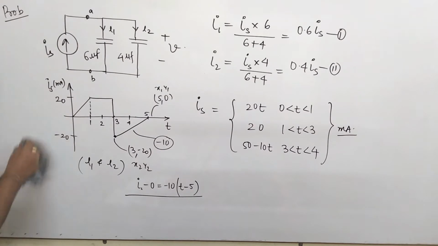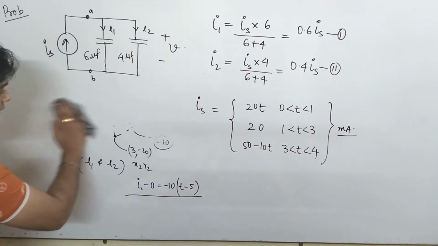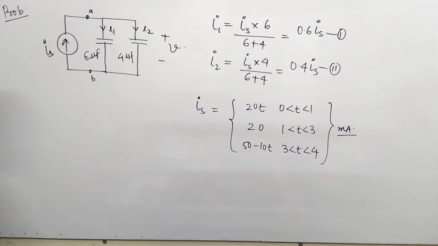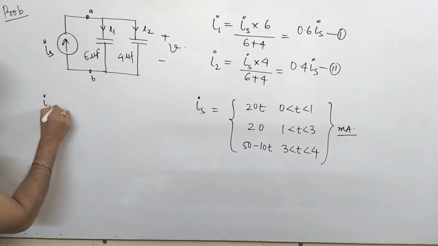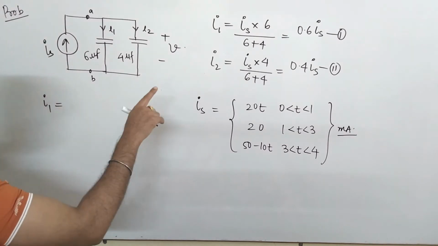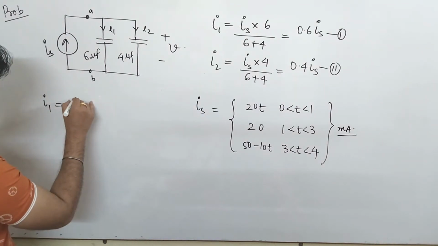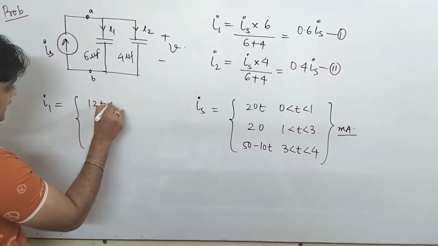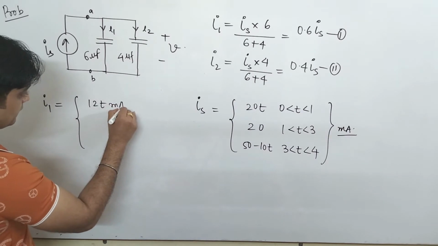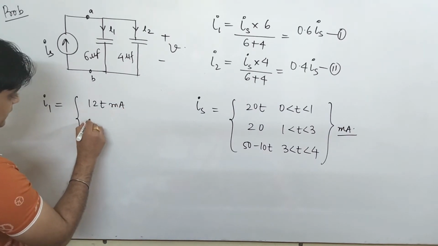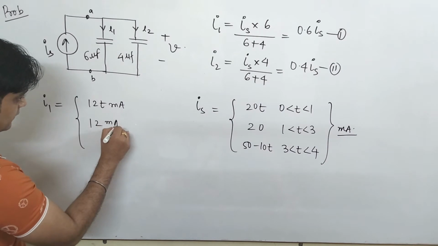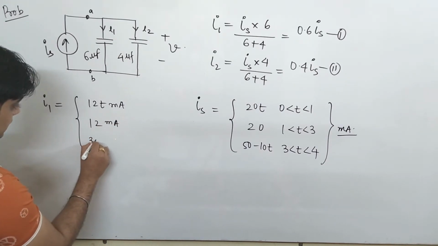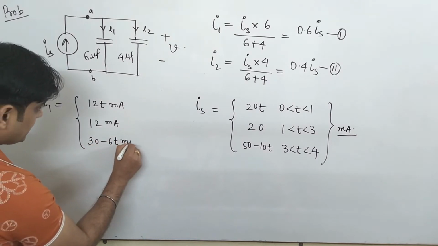Now, yes, we can find the value of I1. So I1 comes to be, when you multiply this entire factor by 0.6, 12t in milliampere, and this comes to be 12 in milliampere, and this comes to be 30 minus 6t in milliampere.